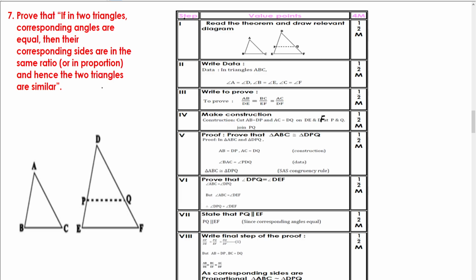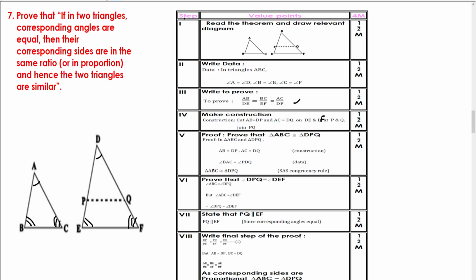Then what is the data? What is given? The angles are equal, meaning angle A is equal to angle D. I am showing it in the big diagram here. Angle B is equal to angle E, given to you, and angle C is equal to angle F. See in the big figure, you can understand more clearly.